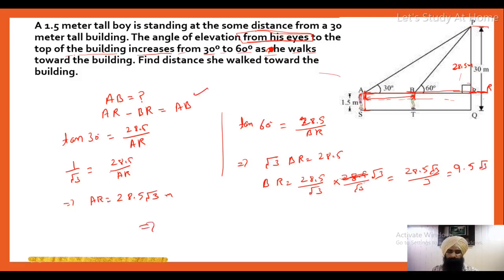Now I am going to subtract this to find AB. I am going to subtract 9.5 under root 3 from 28.5 under root 3, and when we subtract, our answer is 19 under root 3. Okay ji, 19 root 3 meter is your answer. Means the distance covered by the boy is 19 root 3 meter. Let's move on to the next.